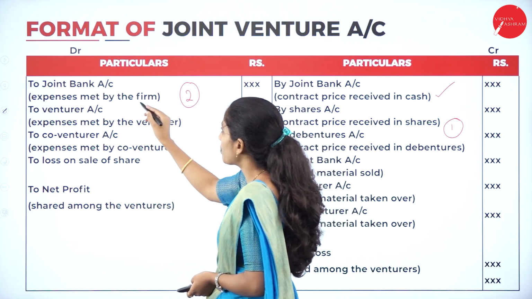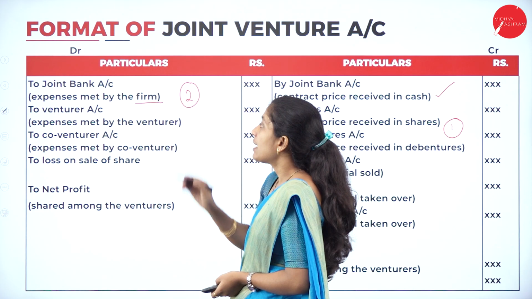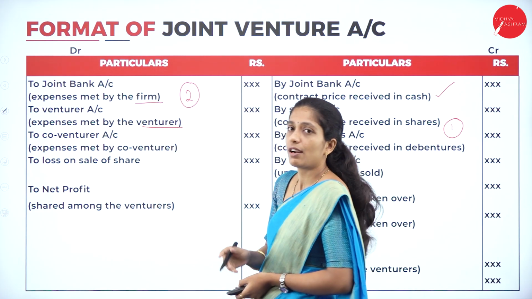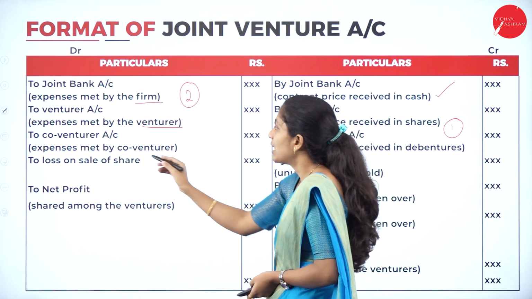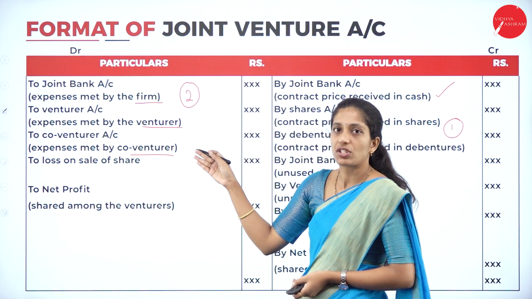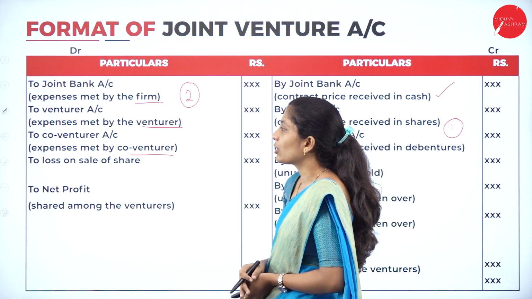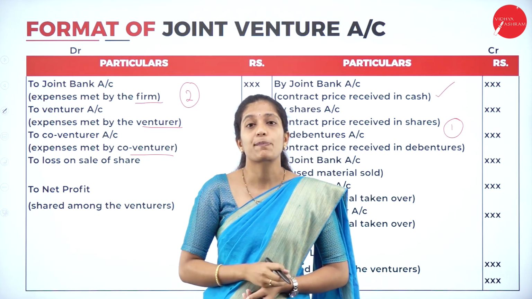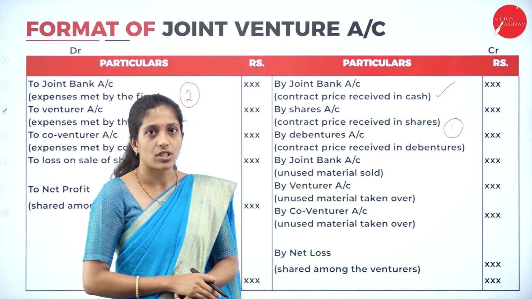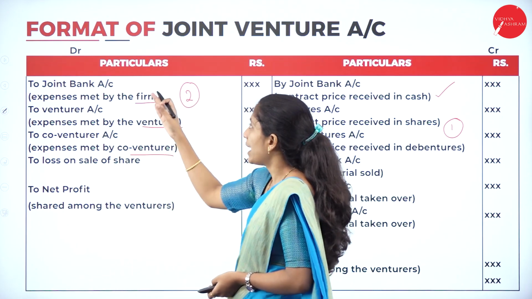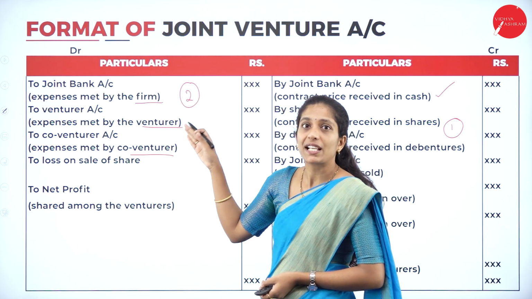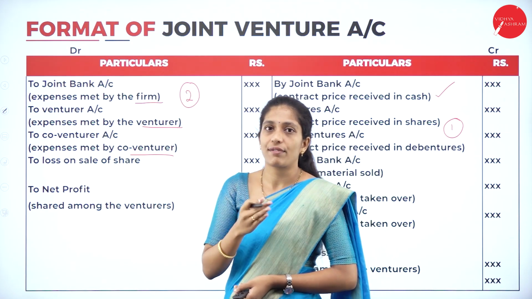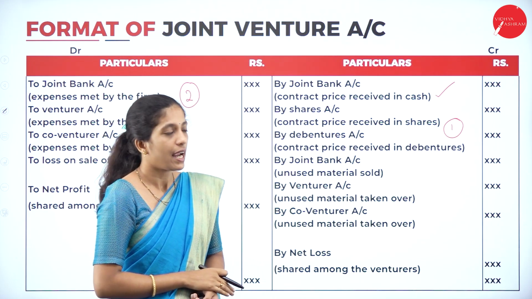So, if it is met by the firm, then to joint bank account. If it is met by the venturer, then you will record it as to venturer account. If it is met by the co-venturers, then you will record it as to co-venturers account, expenses met by the co-venturer. So, your second entry is for expenses met in a joint venture. If it is met by the joint venture, the entry will be different, or if it is met by the co-venturer, the entry will be different, or if it is met by the firm, the entry will be different. So, this is your second entry.